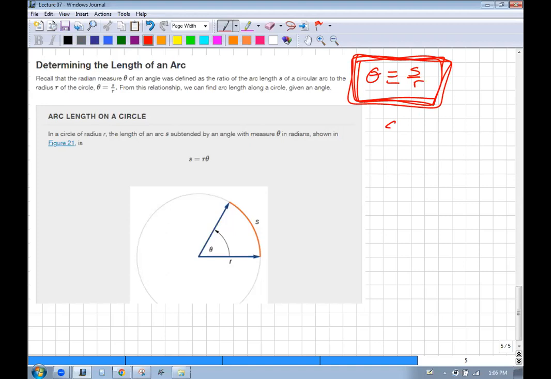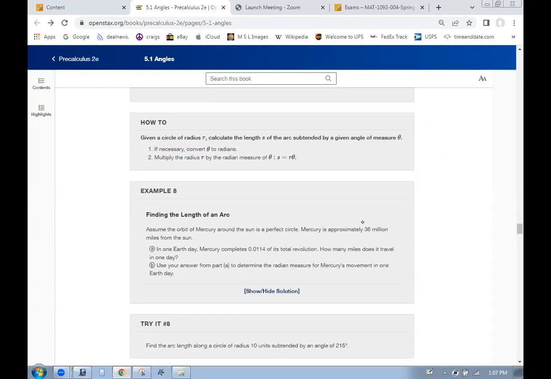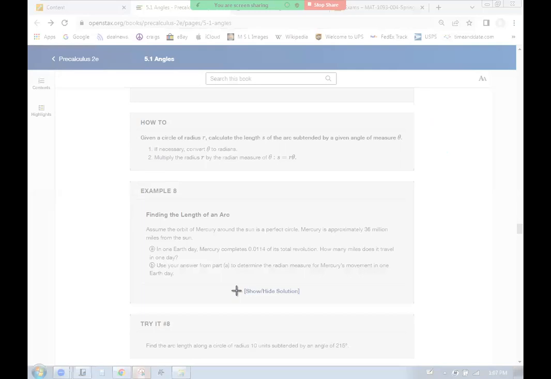But if we multiply both sides by R, we have S equals R theta. That tells us the arc length, right? Here's S, the arc length subtended by the angle theta. Okay, so that's important. We're going to use that to do a lot of stuff here. Now this example is worded really awkwardly, okay? But we're going to make some sense out of it here.